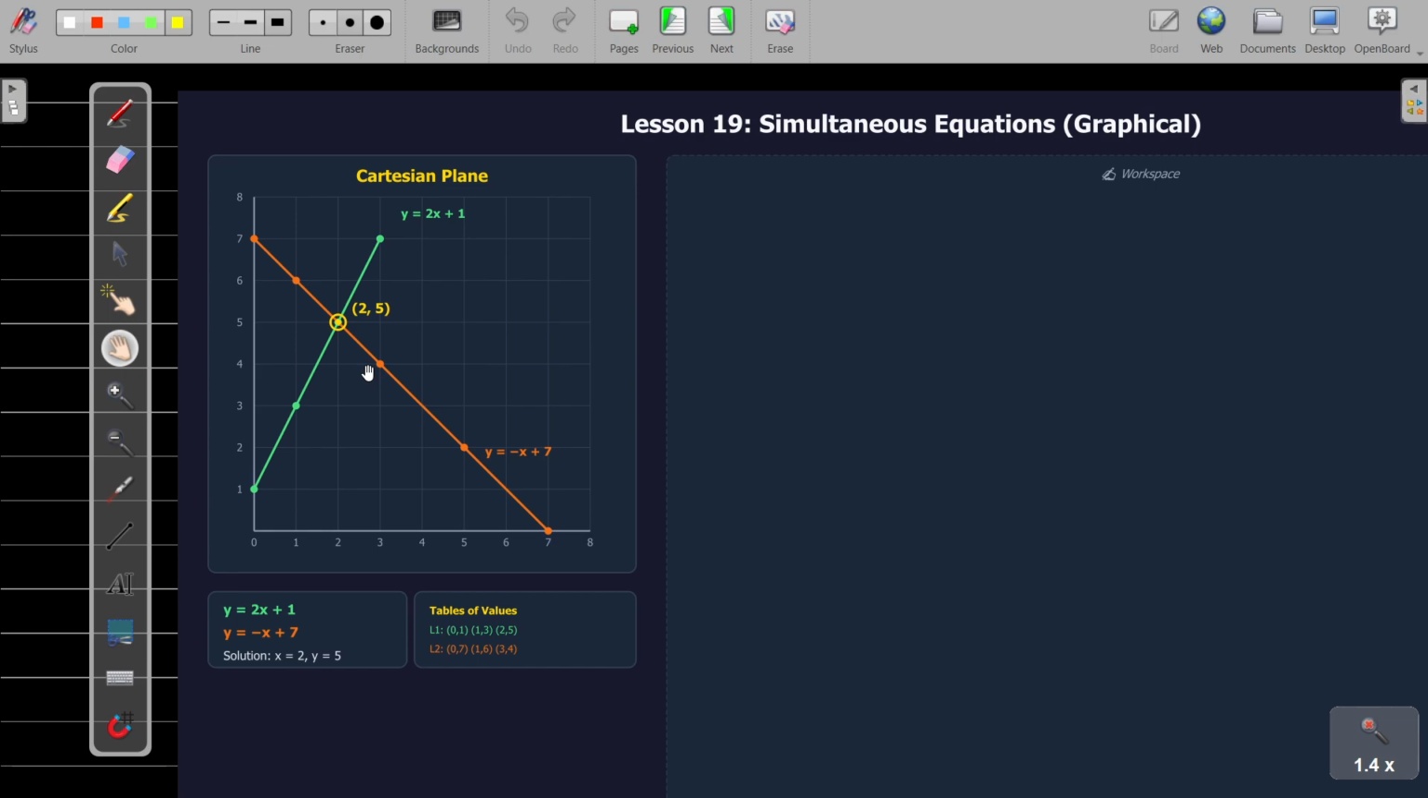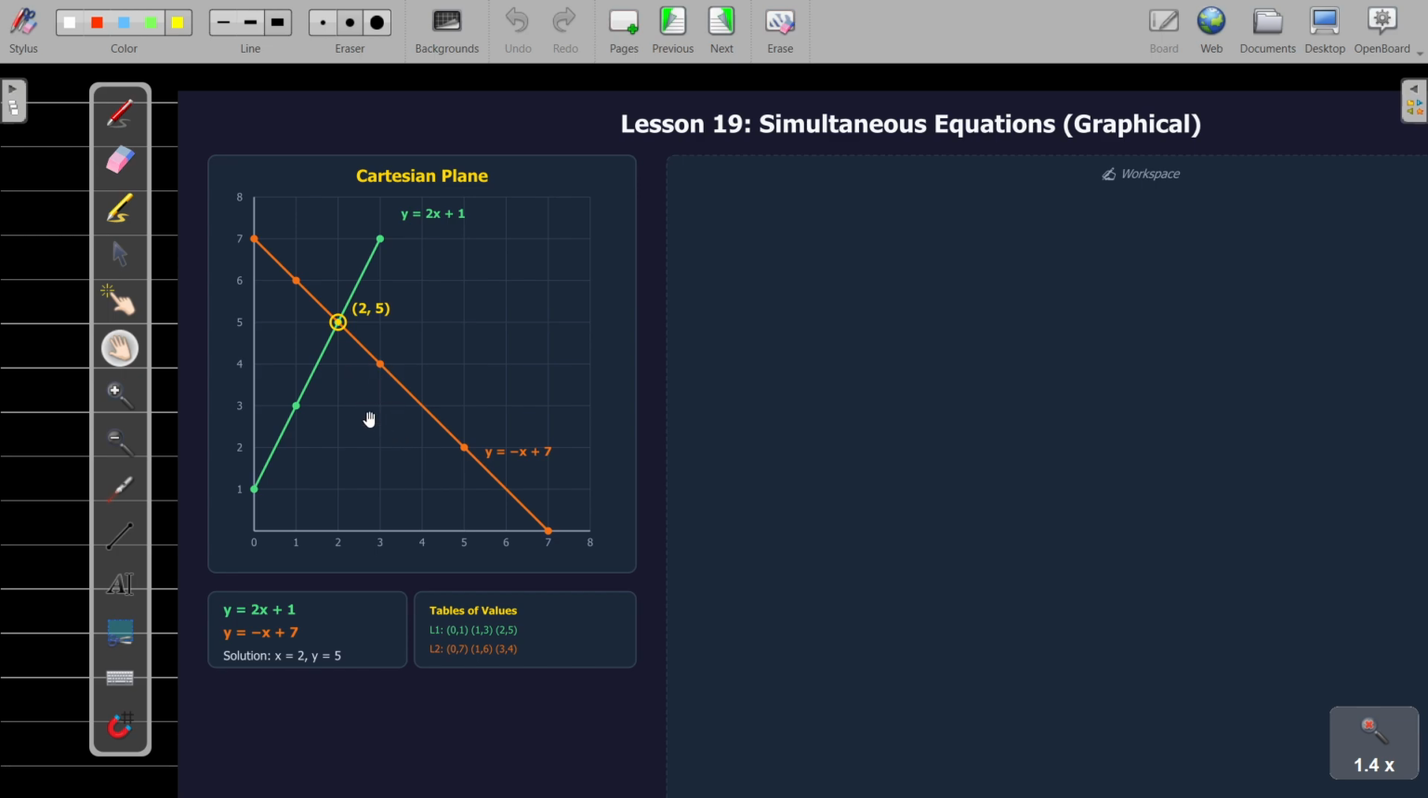Today we're going to be solving simultaneous equations using the graphical method. We're going to be solving two equations at once. These are called simultaneous equations because both equations must be true at the same time. We're going to solve them by graphing.